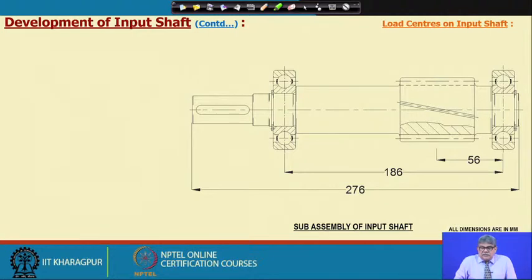These dimensions, 186 and 56, will be required while we calculate the load on the shafts. Now we can proceed to calculate what load is coming on these two bearings, and then we can finalize the shaft design. We can verify whether the diameter we have already chosen is satisfactory or not.